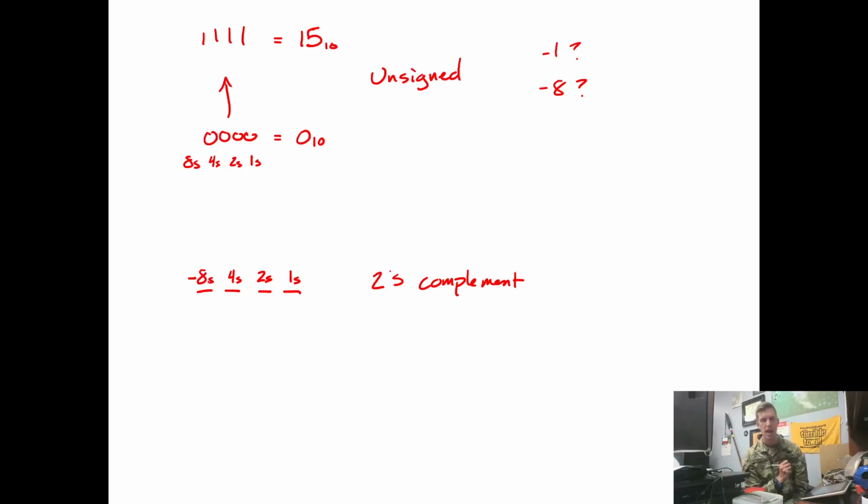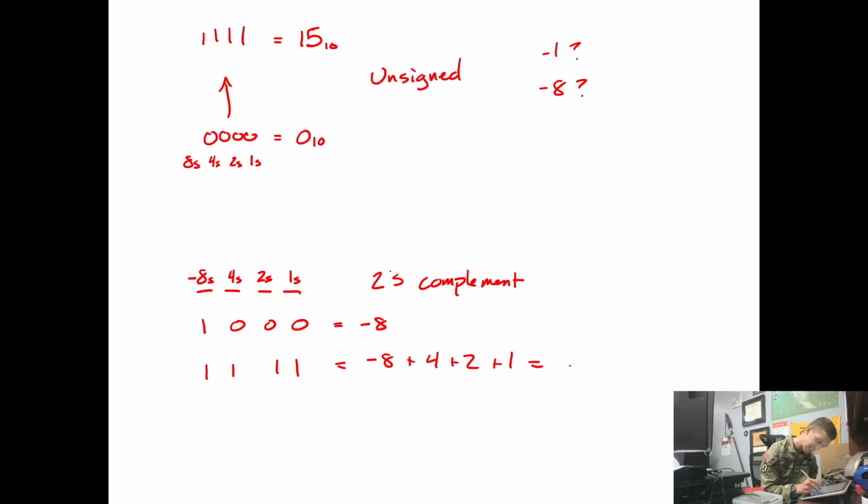All right. And by changing that most significant bit to a negative, now I can actually start to represent negative values. You can imagine, if I have 1, 0, 0, 0, this is equivalent to -8 plus nothing, right? So 1, 0, 0, 0 is -8. If I have 1, 1, 1, 1, this is equivalent to -8 plus 4 plus 2 plus 1, which is -1.